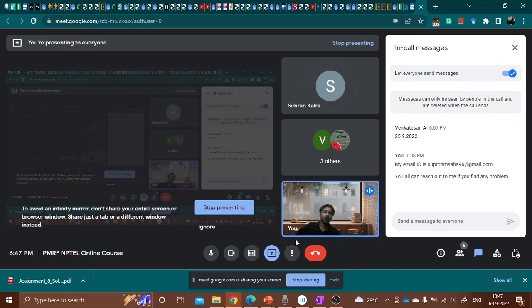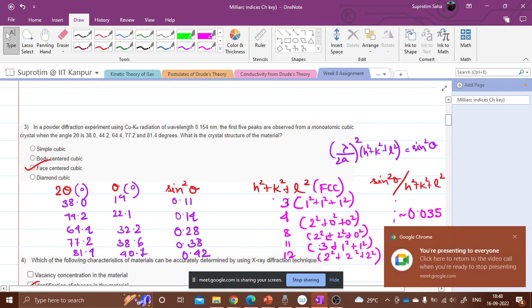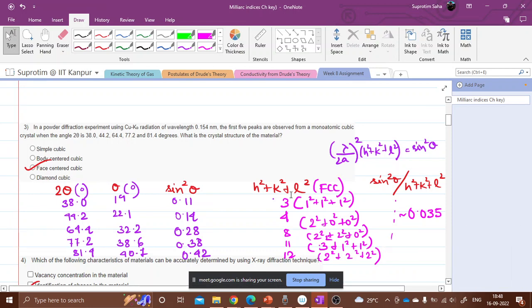So for simple cubic, the planes that are allowed will be 1, 2, 3, 4 and 5, because 100 is 1, 110 is 2, 111 is 3, 200 is again 4, 211 is 5, because you have to do h squared plus k squared plus l squared. In that case, for simple cubic, if you divide sine square theta by these numbers, you will not have the same ratio. Please just go back and look at it yourself, okay?